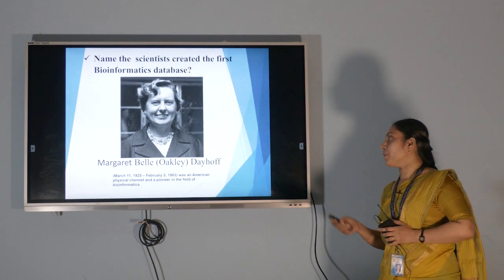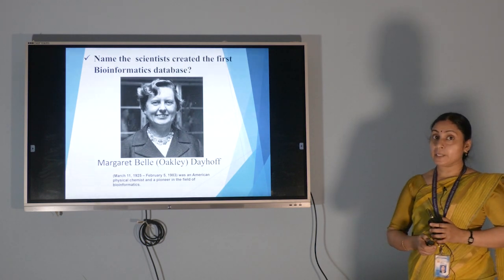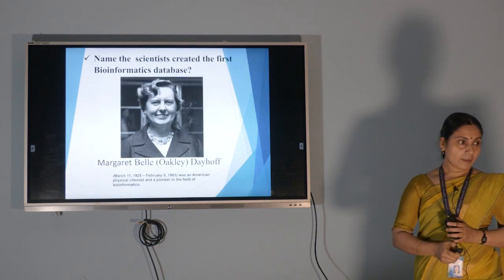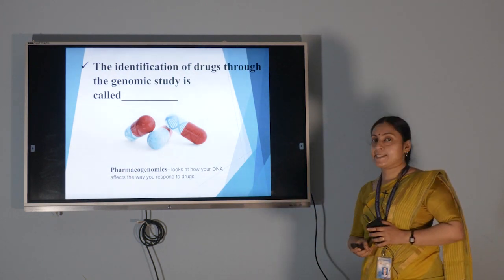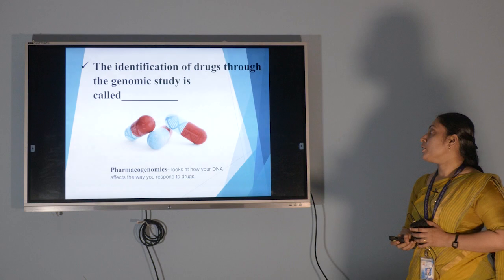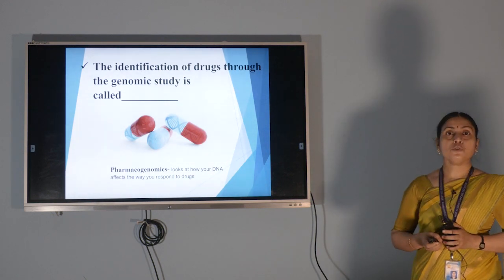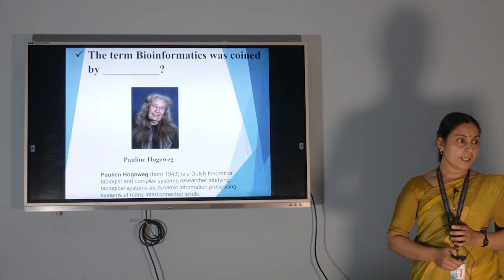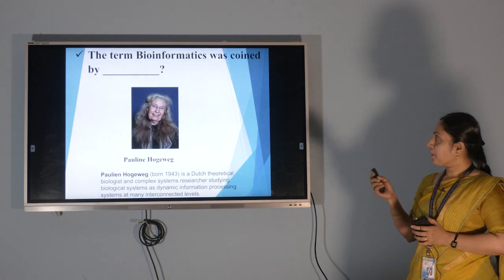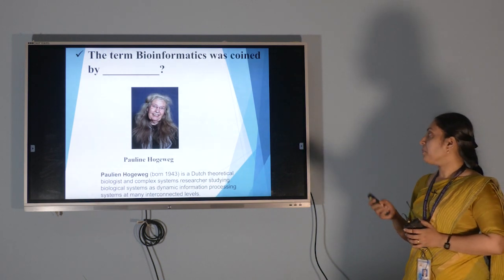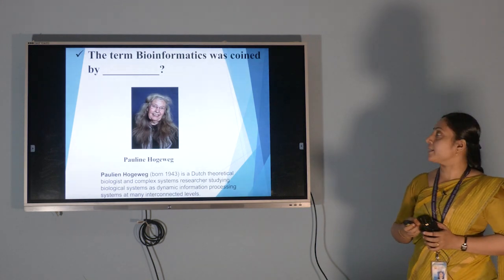Name the scientist who created the first bioinformatics database. It's Margaret Dayhoff, mentioned as the mother and father of bioinformatics. Born March 11, 1925, she was an American physical chemist who primarily studied bioinformatics. Okay, next. The identification of drugs through genomic study is called pharmacogenomics. It looks at how your DNA affects the way you respond to drugs. Then moving to the next question.